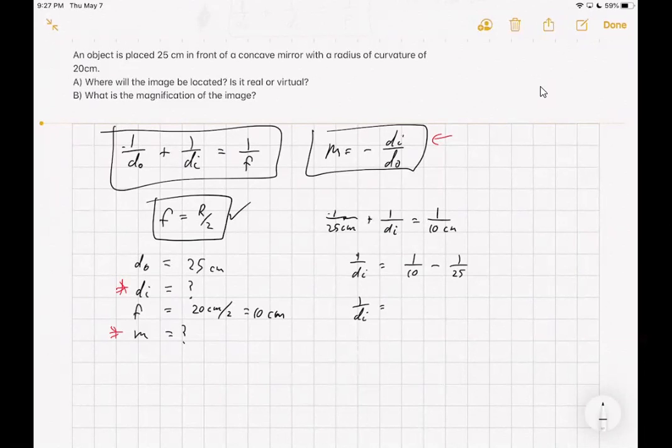So we have a common denominator of 50. This is 5/50ths minus 2/50ths. So this ends up equaling 3/50ths. So if I want to find dI, it's the reciprocal of that, 50 over 3.